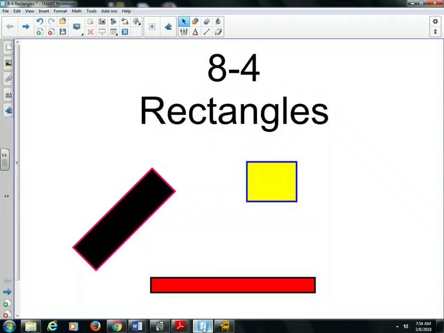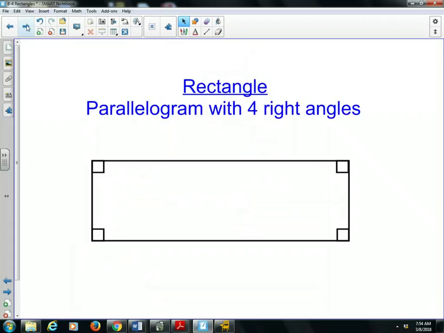We're talking about rectangles today. So let's first define what a rectangle is. A rectangle is a parallelogram with 4 right angles. So we've talked about parallelograms the past couple days. Parallelograms have 6 properties to them. Rectangles also have those exact 6 properties. It just gets more specific.